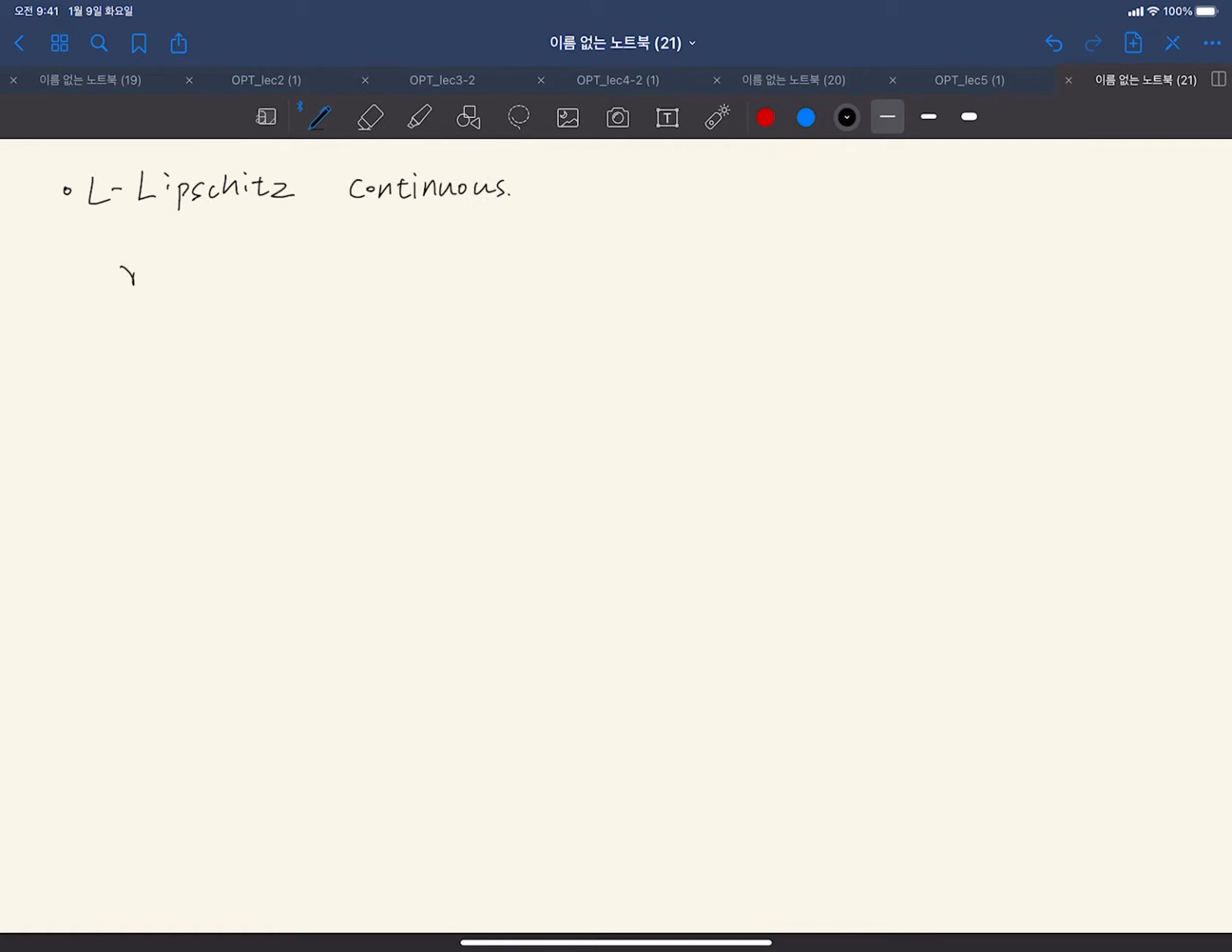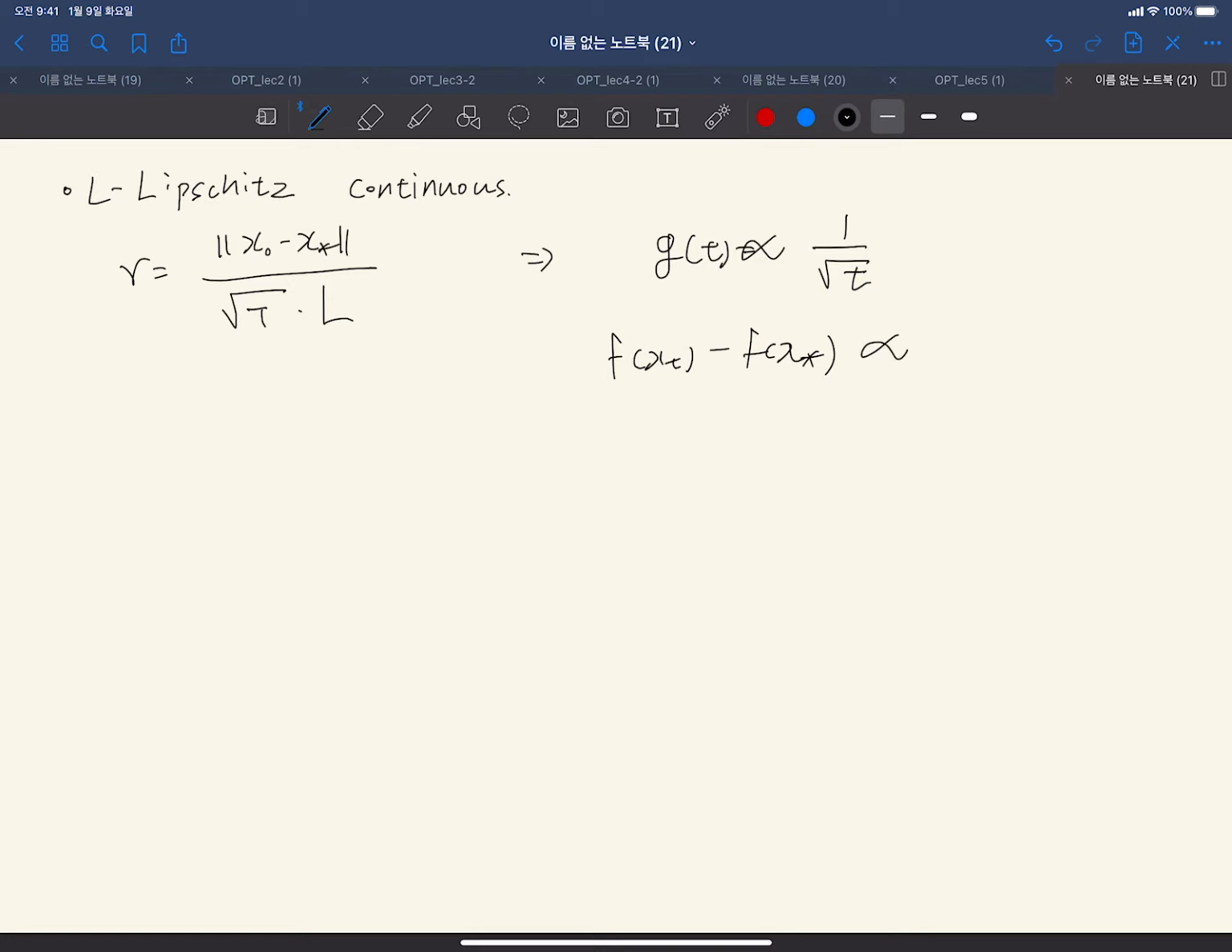In that case, when we set the step size gamma equal to the distance between x0 and x star over square root of t times the Lipschitz constant L, then we can show that the convergence speed is proportional to 1 over square root of t. So the distance to the optimal point, f(xt) minus f(x star), is proportional to 1 over square root of t. That was the first result.